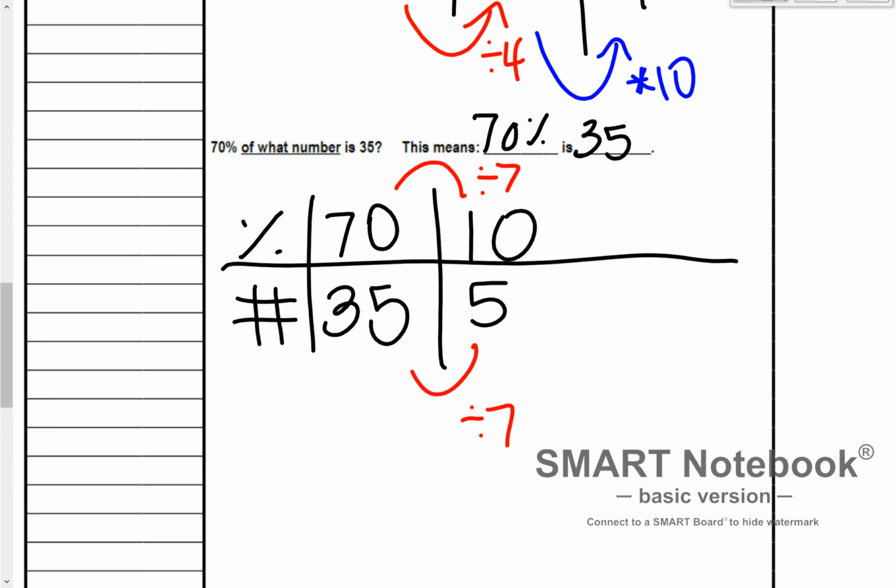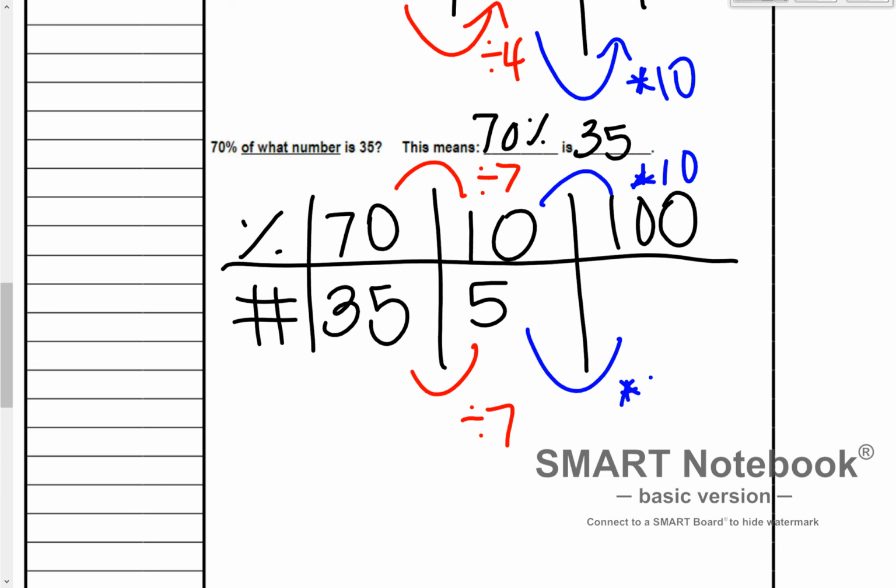Next thing I'm going to do is try to get that percent up to 100. To go from 10 to 100, I'm going to multiply by 10. Do the same thing on the bottom. 5 times 10 is 50. Whatever number 100% equals is our answer.